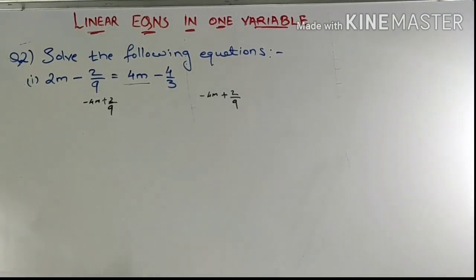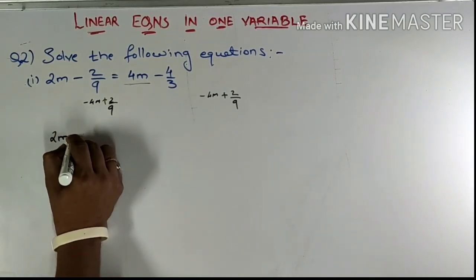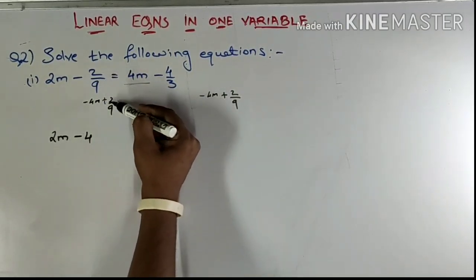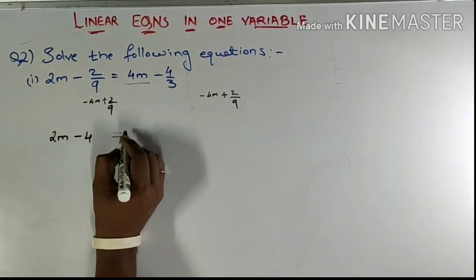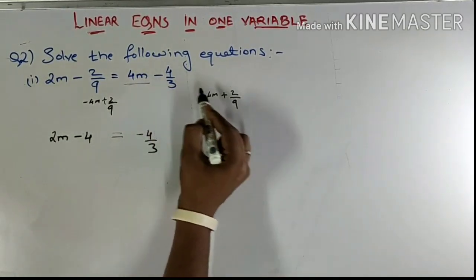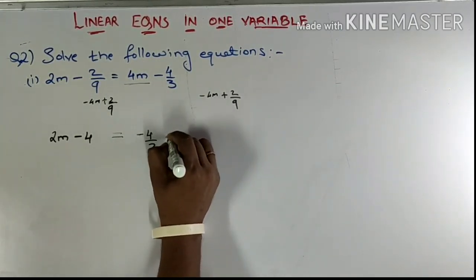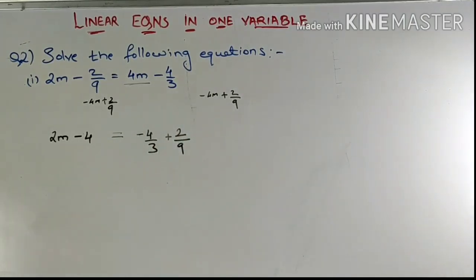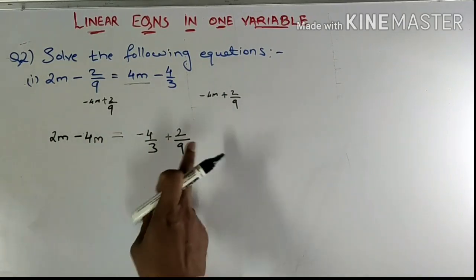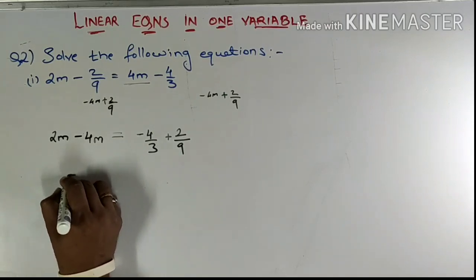So my next step is 2m minus 4m. Minus 2 by 9 plus 2 by 9 gets cancelled and becomes 0. Hence that is equal to 4m minus 4m becomes 0, and we have added also plus 2 by 9. So now I have all the unknown terms on one side, known terms on the other side. 2m minus 4m is nothing but minus 2m.